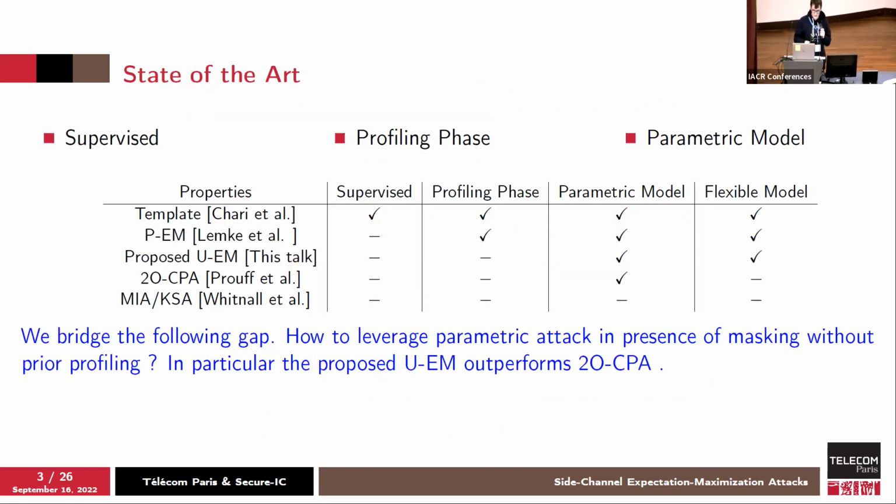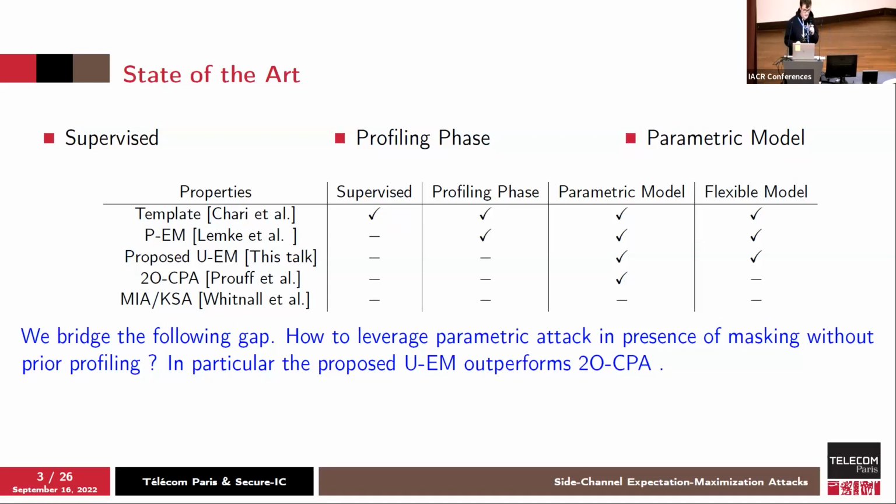To dive into the state of the art, we need three distinctions for the different distinguishers. A distinguisher is said to be supervised if it has access to the raw information it needs in the profiling phase, for instance the values of the mask, the values of the key, and so on. Profiling phase means that just prior to the attack, the distinguisher has access to a database with traces. And a parametric attack is an attack where you regress parameters before performing the attack.